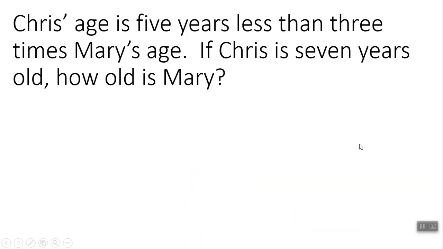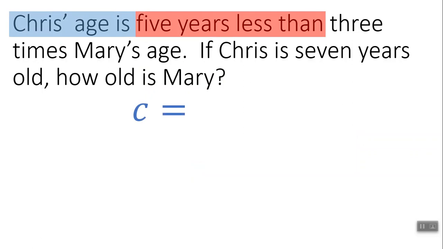We're going to head into word problems now. Chris's age is 5 years less than 3 times Mary's age. If Chris is 7 years old, how old is Mary? We're going to go ahead and break that first sentence down. Chris's age is, we don't know Chris's age yet, so we can put in C equals.